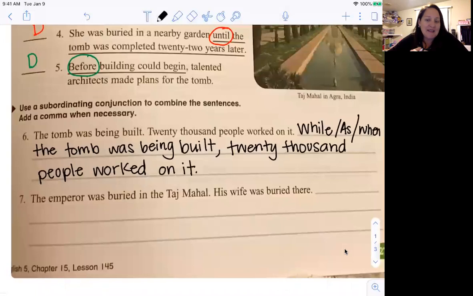What do you think? If you said after, although, or because, you are correct. But guess what? We're not going to use them at the beginning of the sentence. Let's try using them in the middle of the sentence.